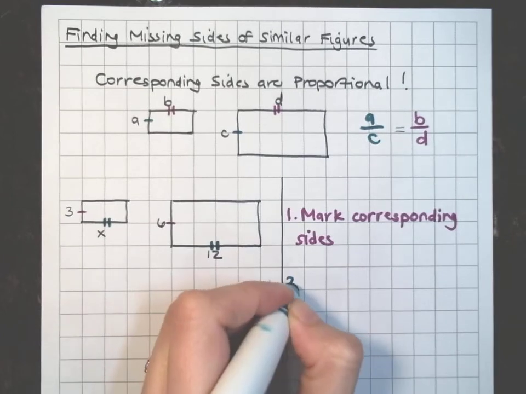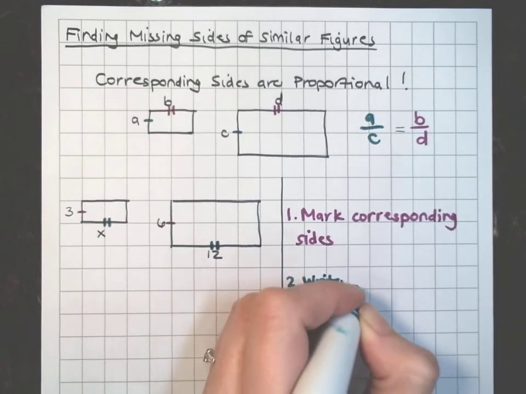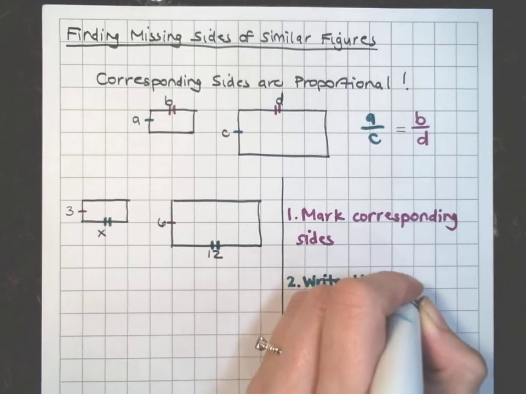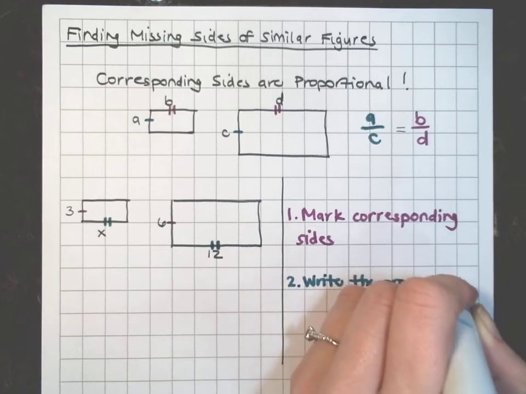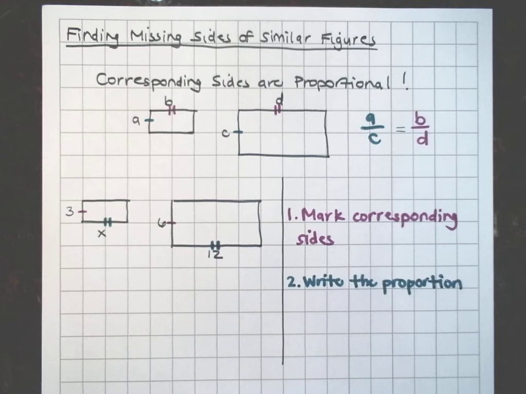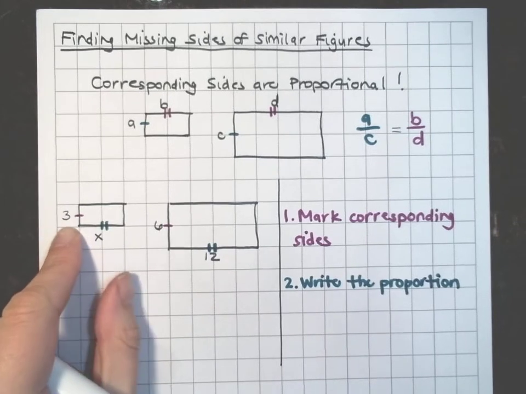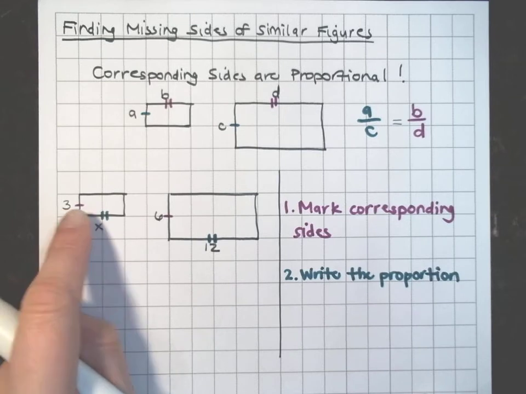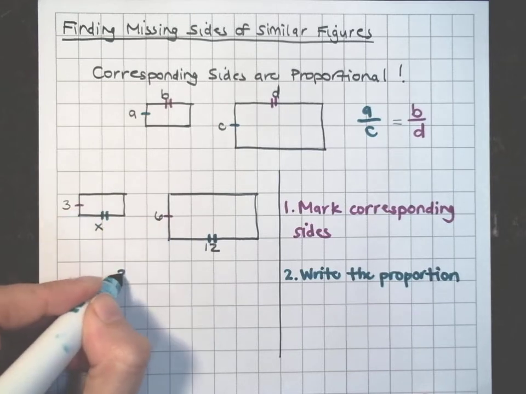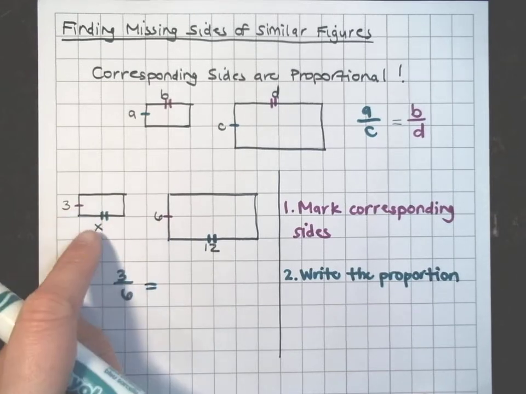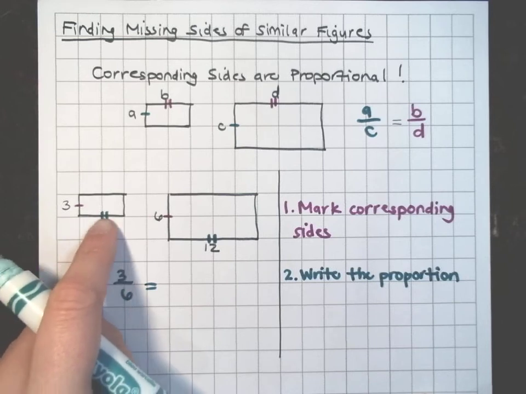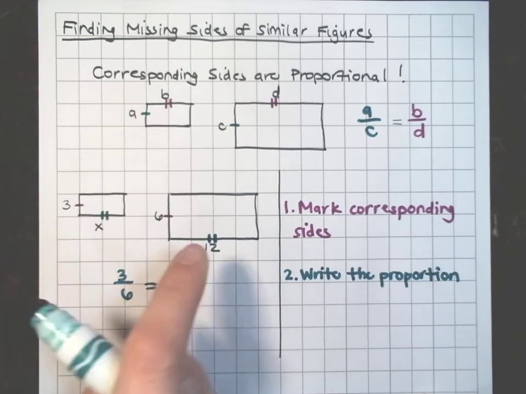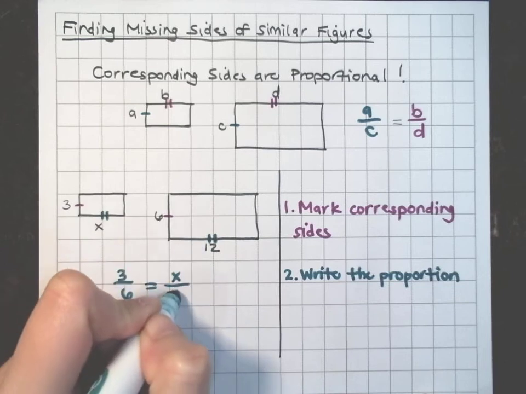Step 2 is we're going to write the proportion. So just make sure you're consistent. I always like to do the small one on top. That's just easy for me to remember. So 3 over 6 equals the small length, which is x, over the large length, which is 12.